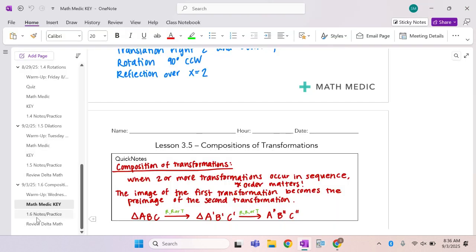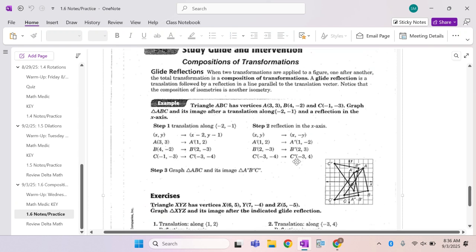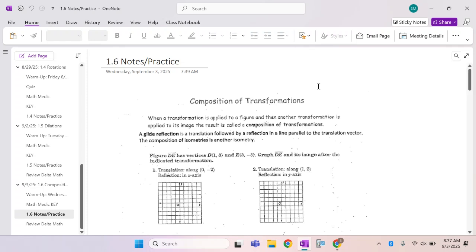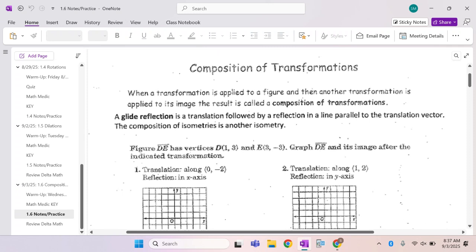So let's move on to the actual notes part of this lesson. So this is our last lesson for this unit. This is kind of the put it all together lesson.